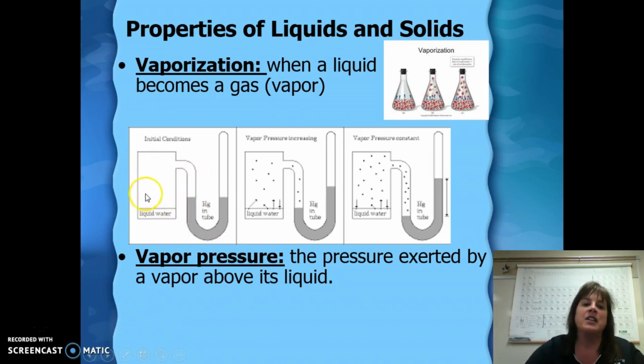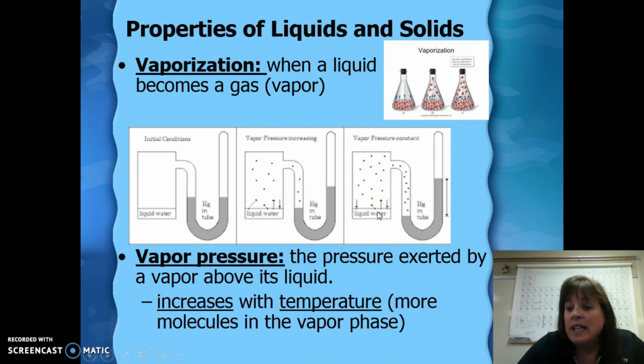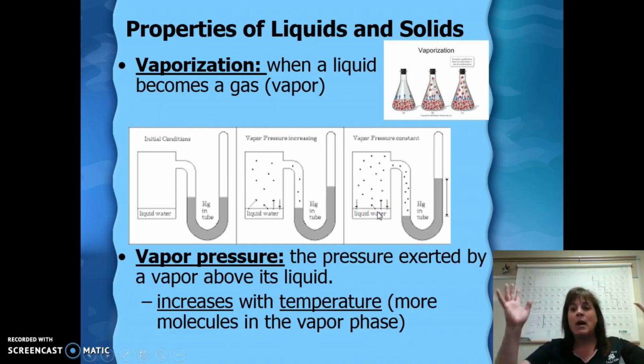So here we have an initial condition where I have water, and here's a U-tube with mercury in it, like a manometer. If this water starts to evaporate, I start getting water vapor, and that water vapor exerts a pressure. So notice that the line of mercury has gone down. So I've increased the pressure in the flask. And the more that happens, the more pressure it creates. One of the things that will increase the vapor pressure is if we increase the temperature. If we increase the temperature, I've got more movement, more molecules can escape the liquid and join the vapor.